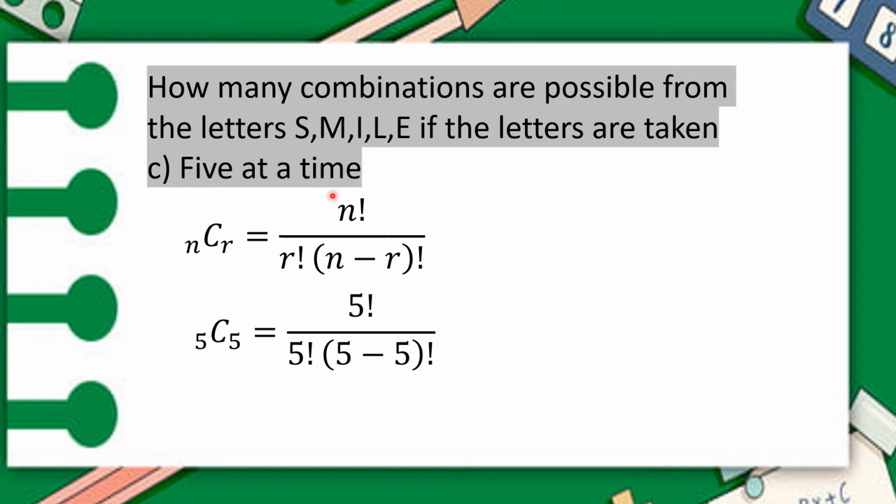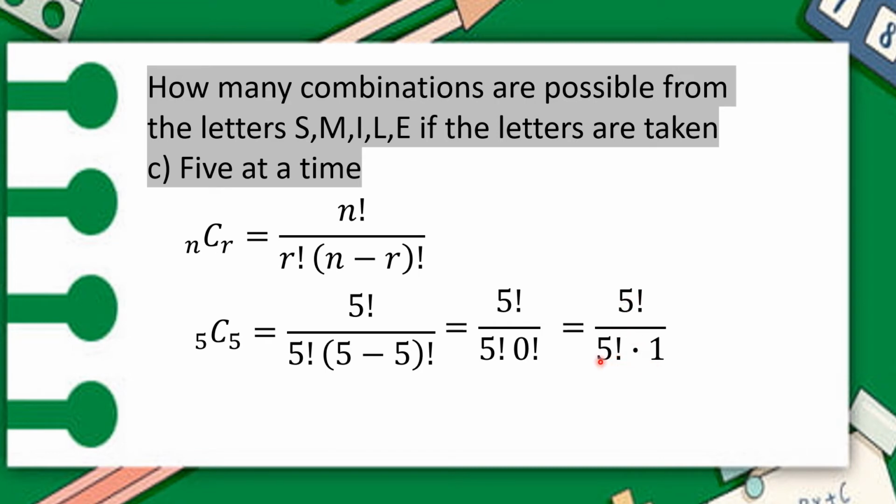So, substituting with this formula, yung n natin will be 5, yung r will be 5 also. So, we have 5 factorial all over 5 factorial times 5 minus 5 factorial. Then, simplify 5 minus 5, that is equal to 0. So, we have now 5 factorial over 5 factorial times 0 factorial. And remember, the value of 0 factorial is 1. So, we have now 5 factorial over 5 factorial times 1.